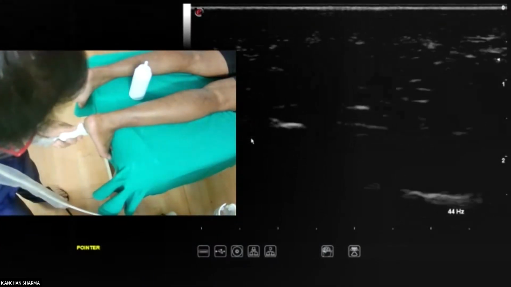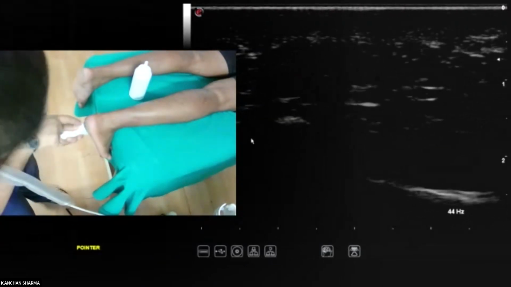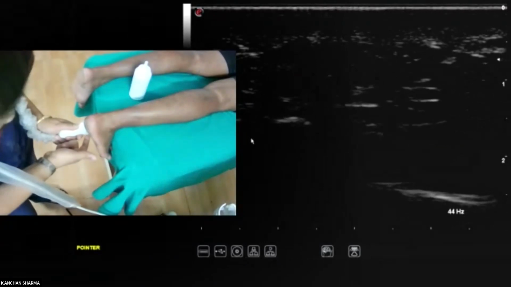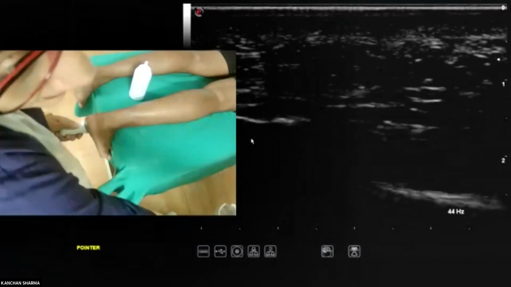Now you put your probe again in the longitudinal axis. This is the aspect marker above, and then this is the caudal portion. Now you see, I'm not able to see anything. So I'm thinking there is no fascia.